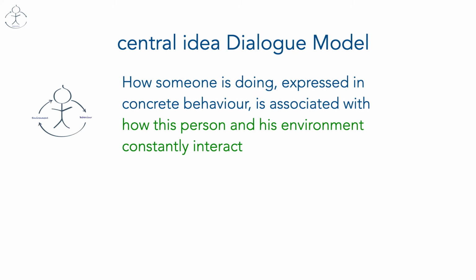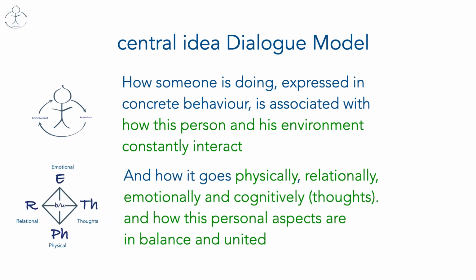The central idea of the dialogue model is simple. Still, all common professional theories and personal opinions on human behavior and development are covered by it. How someone is doing is associated with the continuous interaction between this person and his environment, and with how it goes on a physical, relational, emotional, and cognitive personal level. Are these aspects balanced enough, and is there enough coherence between them?